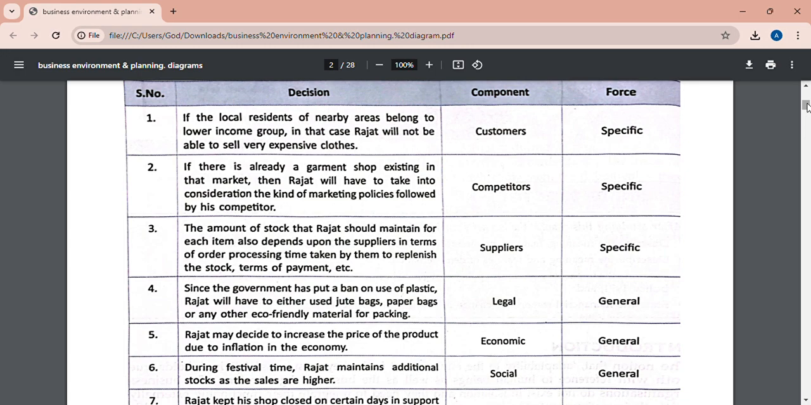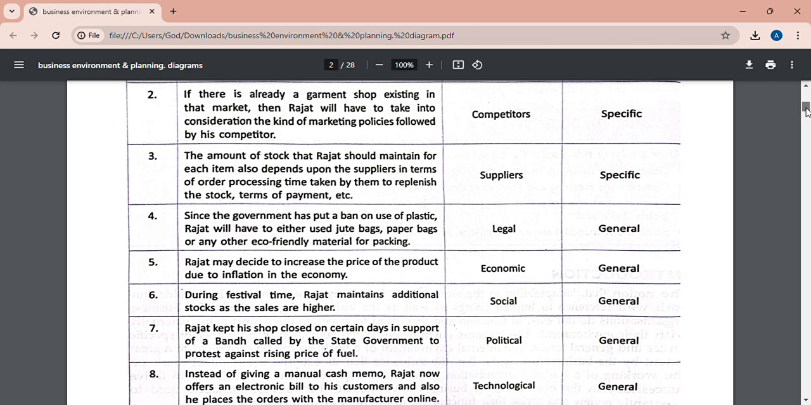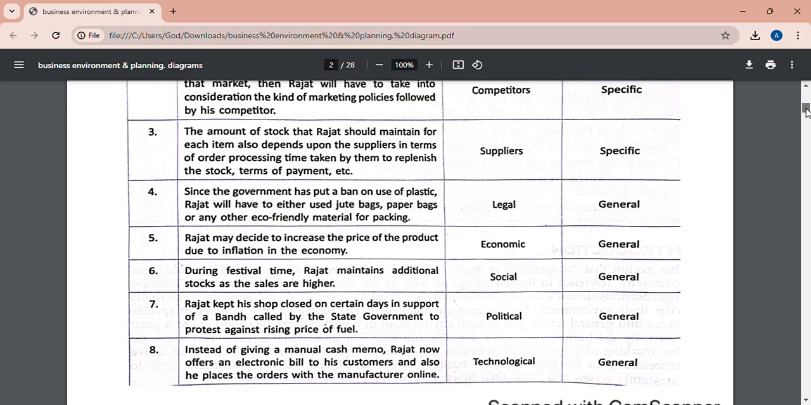Next one, I'll give you one more example. During festival time, Rajat maintains additional stocks as the sales are higher. So when you talk about social factors, you can see in the video links that I have shared, social factors are where you have the festivities, customs, or values. These are the social factors. So here, social factors are the general factors. So whenever you have your case questions in one word, one mark connected to this, then you will be able to differentiate between the general factor and the specific factor.